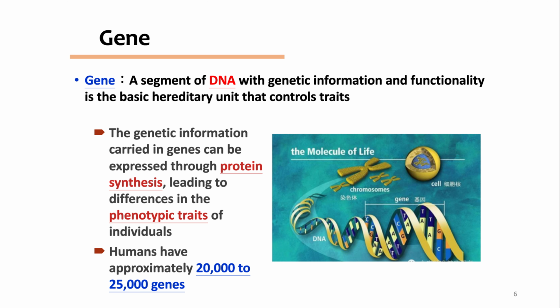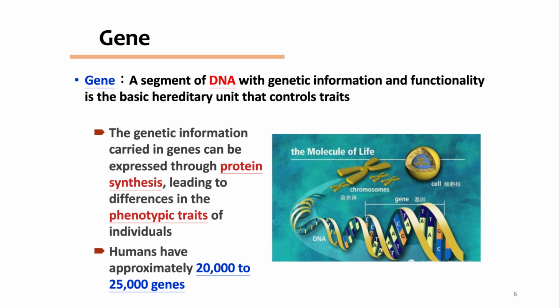Okay, let me see what a gene is. The gene is a segment of DNA with genetic information, and functionally it is the basic unit that controls traits. The genetic information carried in a gene can be expressed through protein synthesis, leading to differences in the phenotypic traits of individuals. In our body, how many genes do we have? In this slide, we know humans have about 20,000 to 25,000 genes.